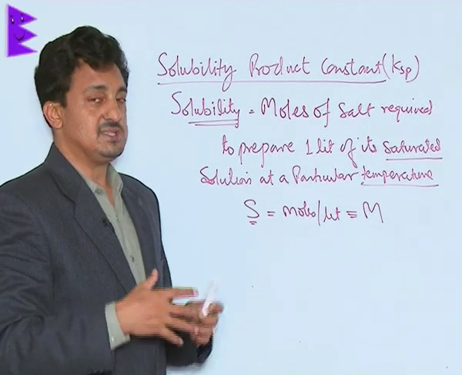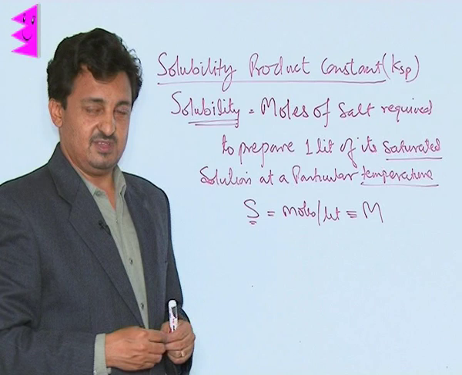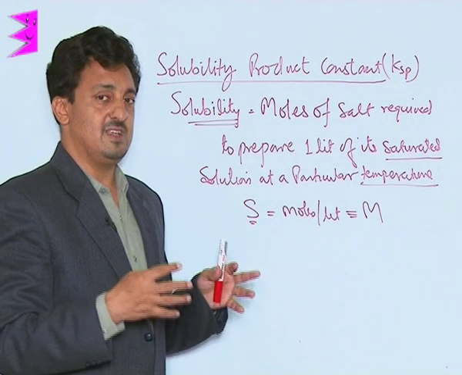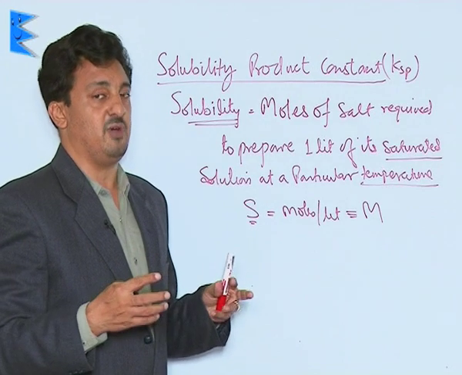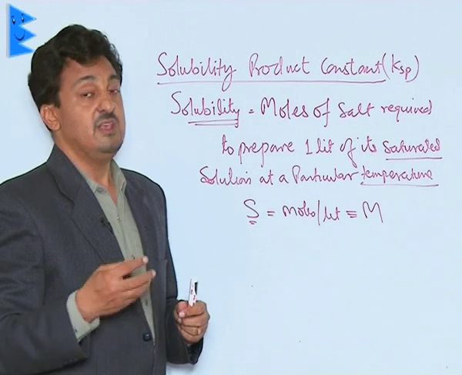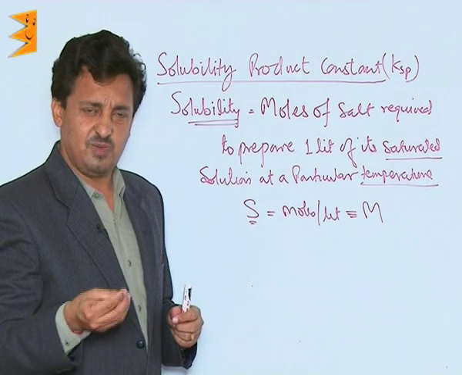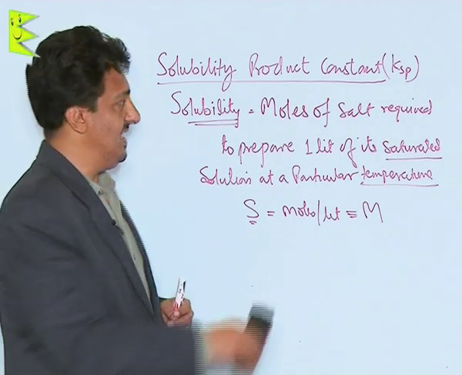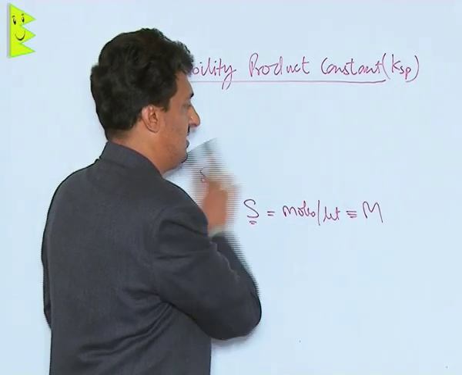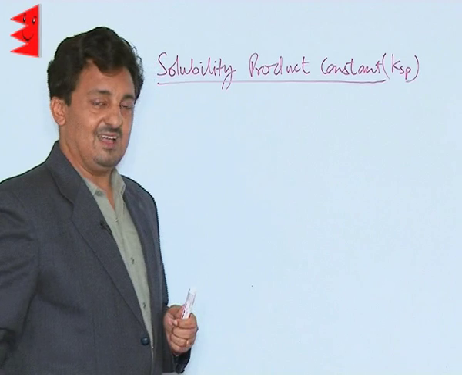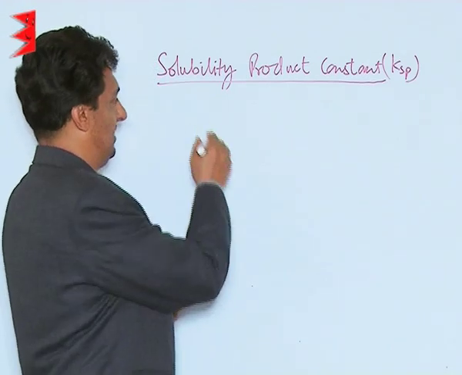Now, what is the solubility product constant? This constant KSP particularly works for sparingly soluble salts. Sparingly soluble salts are those salts which are soluble in a very, very small amount. Now let us take an example of such a salt and find out how this KSP term is derived.